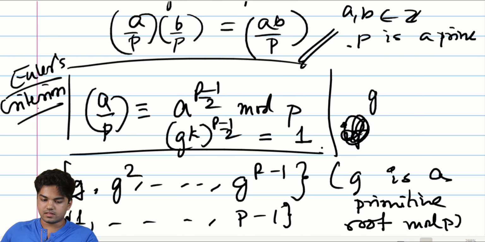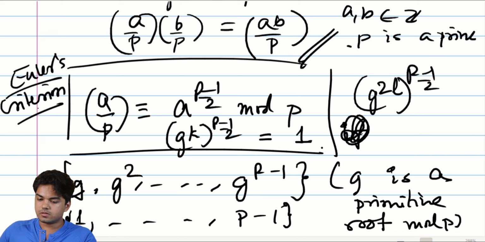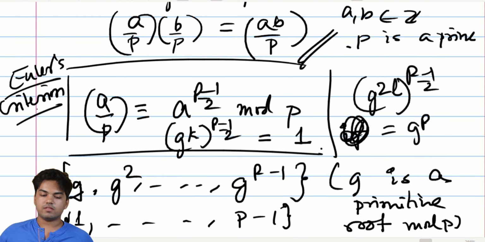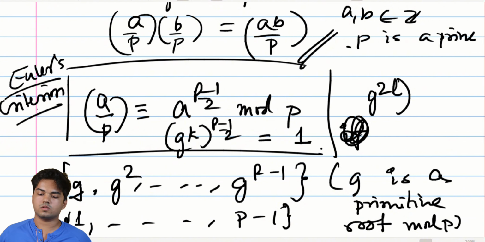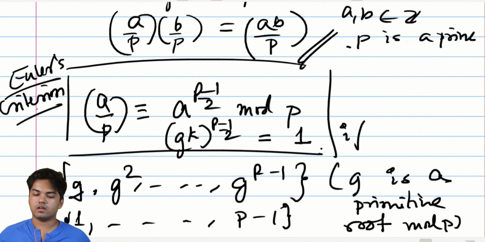So if k is even, say G to the 2L, let's say, to the power P minus 1 by 2. What is that? G to the P minus 1 whole to the power something. But that's 1, obviously. If you have an even power, it cancels with the 2 and only leaves a P minus 1. But G to the P minus 1 is obviously 1. Anything to the P minus 1 is 1, as long as you don't have a 0 thing.